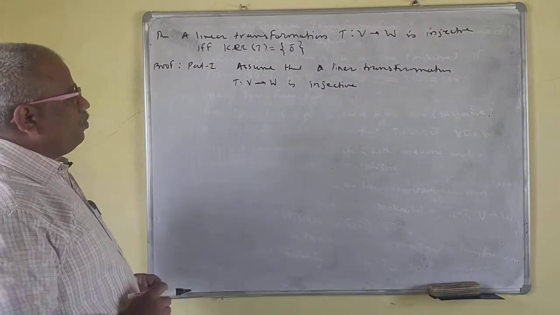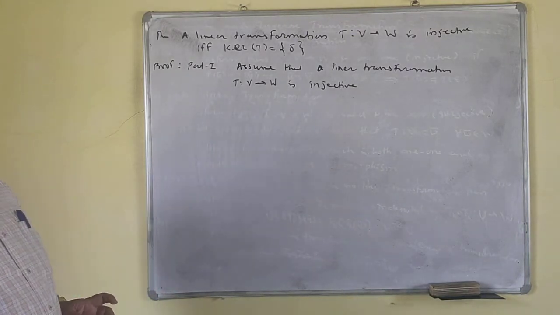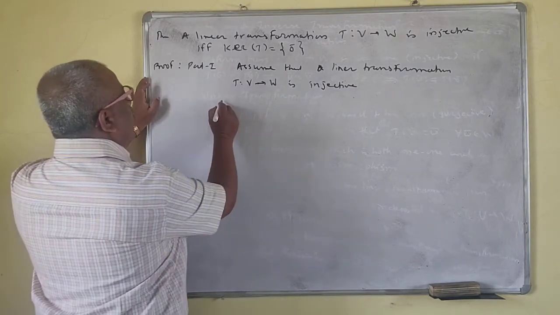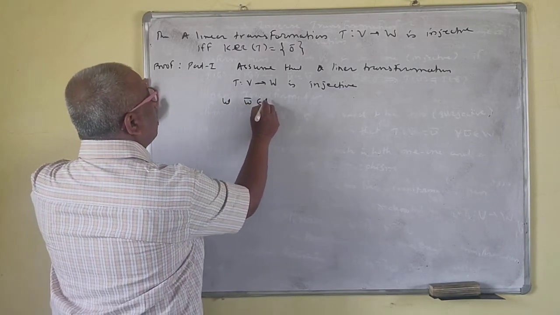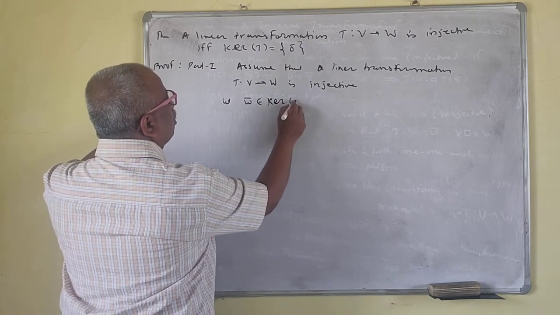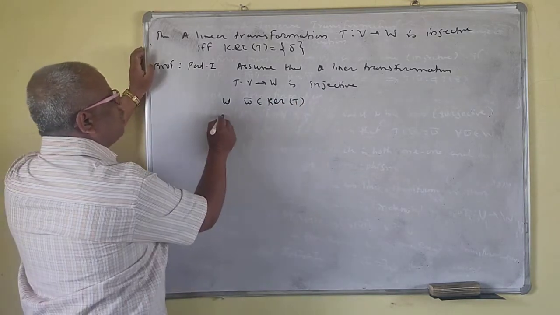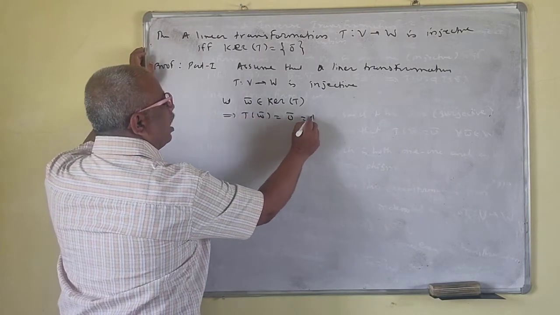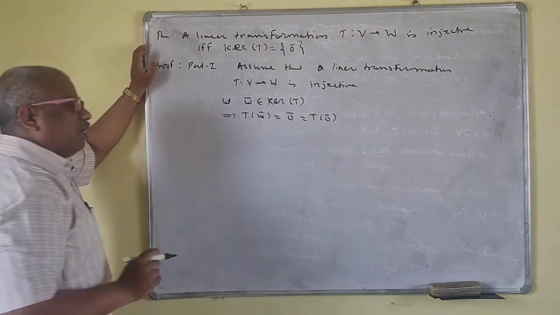So what do you have to prove? Kernel of T is the singleton zero vector. Let W bar belong to the kernel of T. What does this imply? T of W bar is equal to 0 bar, and this is the same as T of 0 bar.